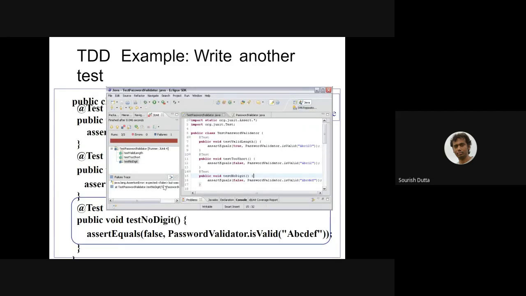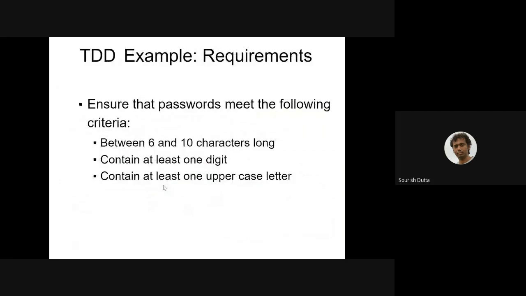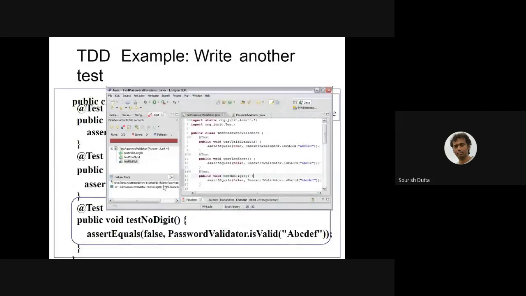Now the next requirement. If we go back to our requirement, that takes care of our first requirement, that is 6 to 10. Now the other two requirements, at least 1 digit, right? So then we can go back, and here we are not passing any digit, we are just passing A, B, C, D, E, F, and we are expecting it to be false. Now again our test case fails, because the implementation logic doesn't exist, as we have written the test cases to expect false. So it becomes red.